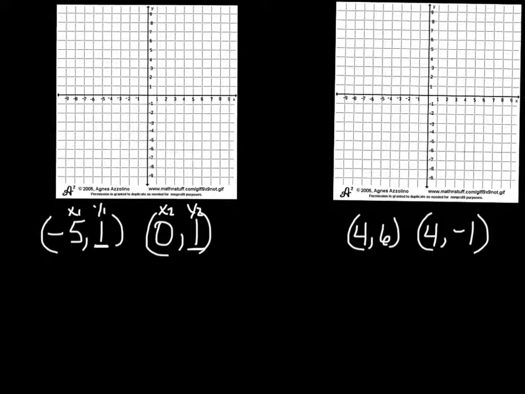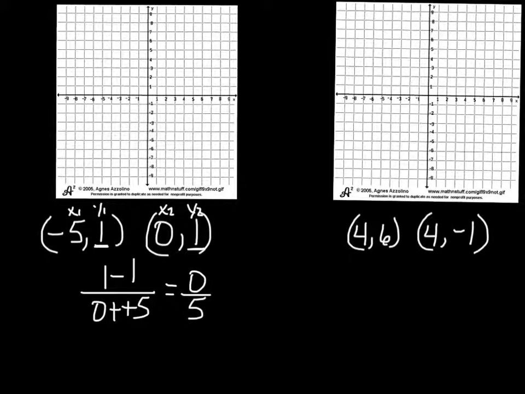Okay, so here we go. y2 minus y1: 1 minus 1 over x2, which is 0, minus x1, which is negative 5. So when we do that, 1 minus 1 is 0, and 0 plus 5 is 5. So the slope is 0.